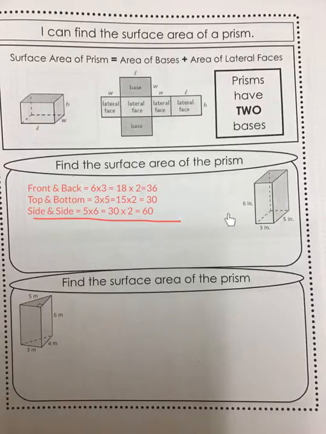Then I found the area of the top and the bottom. Here's the bottom. The bottom is 3 by 5. Therefore, the top is 3 by 5. 3 times 5 is 15, times 2 is 30.